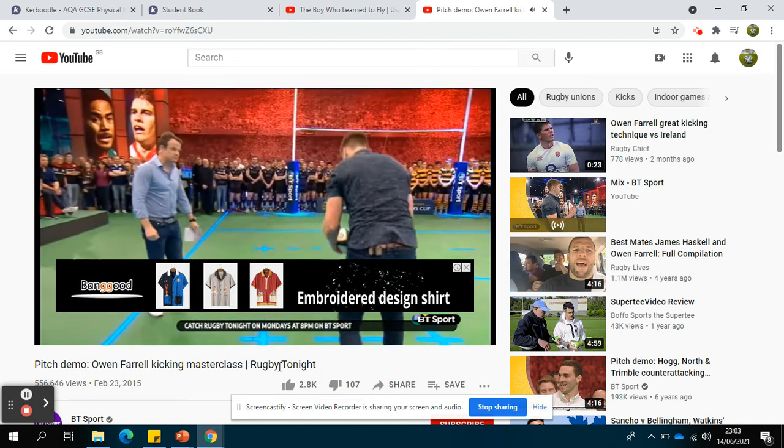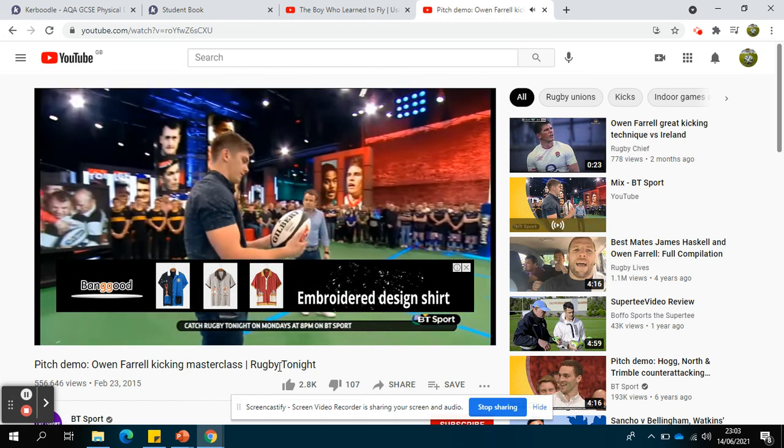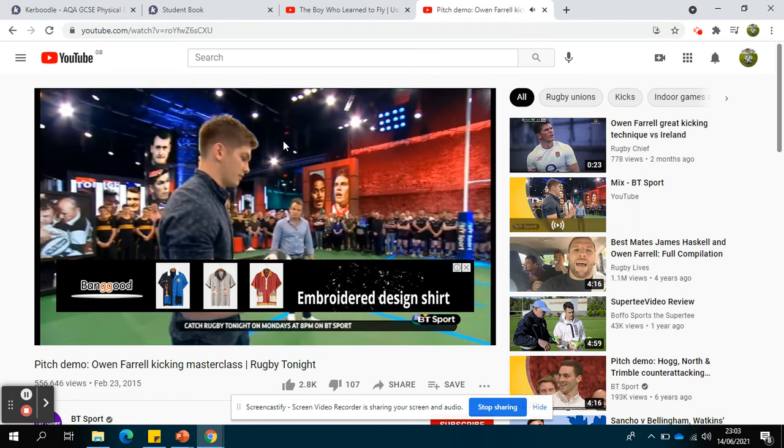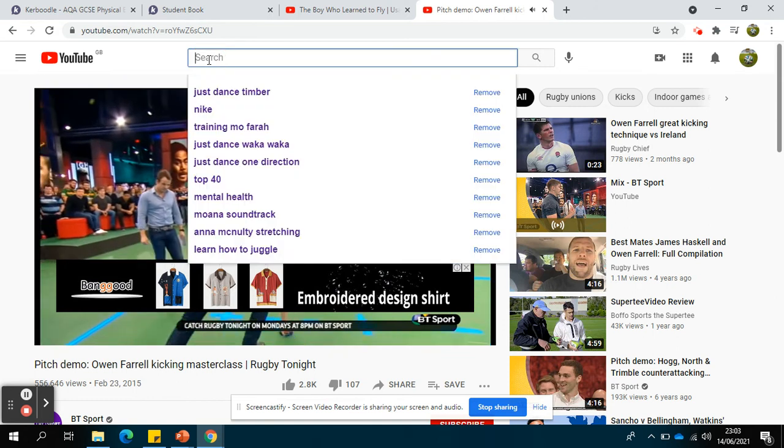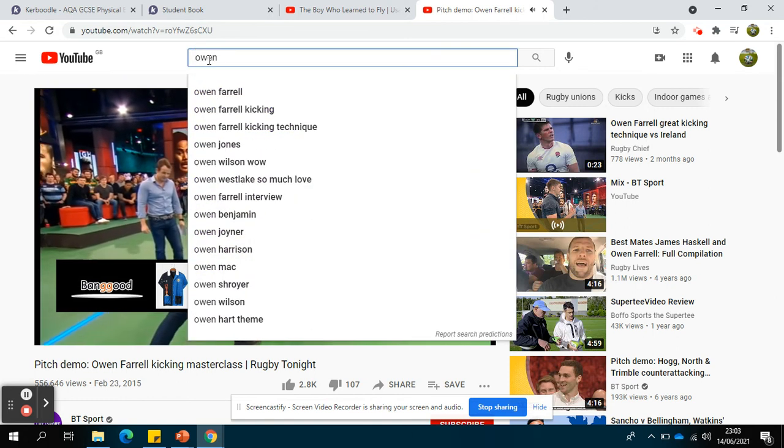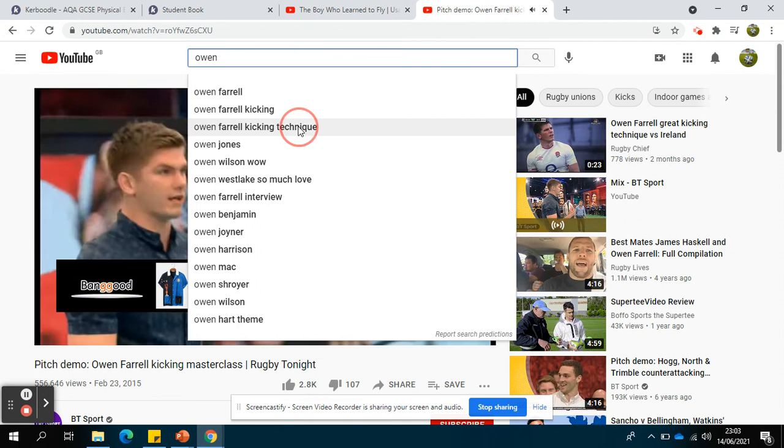So first of all, line the ball up, valve at the front, aim it down the middle of the post. This isn't quite like mine, but I'll put it there. And then obviously I'll walk back and make sure that's in the middle.